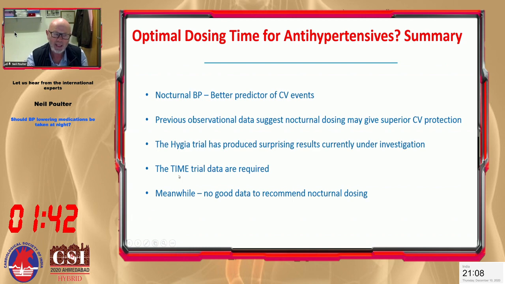What I'm saying is that what we do have is the thing called the TIME trial. This is a properly conducted trial of over 23,000 people randomized to get their tablets at daytime and nighttime, followed up.